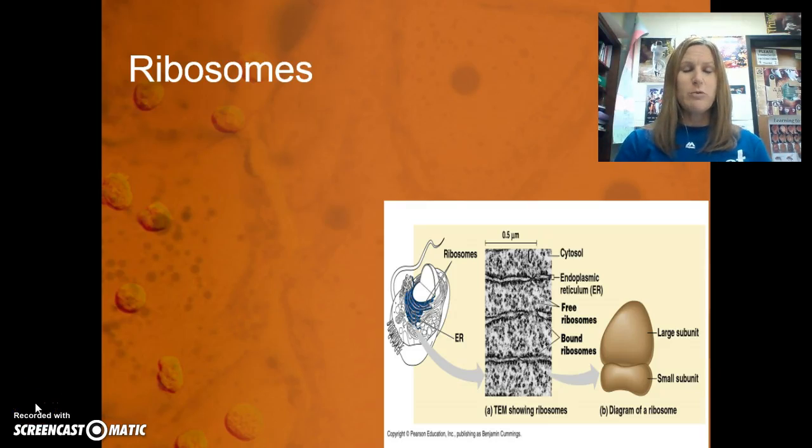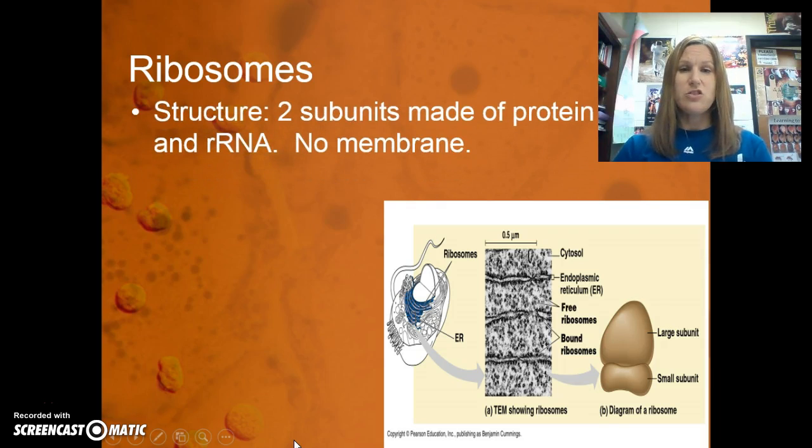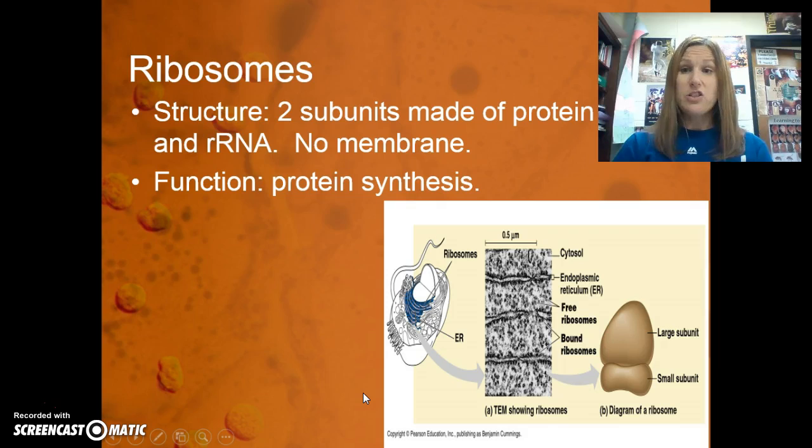Okay, ladies and gentlemen, here we are for part 2 of cell parts, and let's take a look at ribosomes to start with. Okay, so ribosomes, their structure: 2 subunits made of protein and rRNA. There is no membrane here, so we see the small subunit and the large subunit. Their function is protein synthesis, so yes, they're small, but these guys are mighty. They are incredibly important.